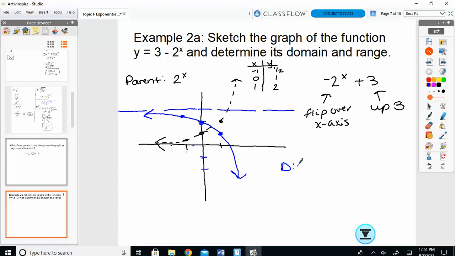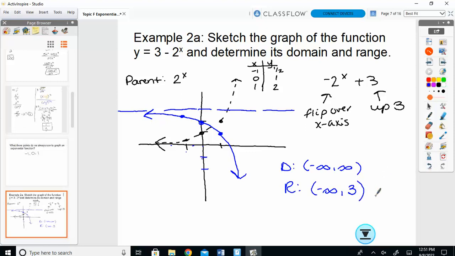And what's the domain of that? Domain is left to right, so negative infinity, positive infinity. Range, what y values do we hit? Negative infinity to 3, and we get a parenthesis because we don't ever actually touch that.